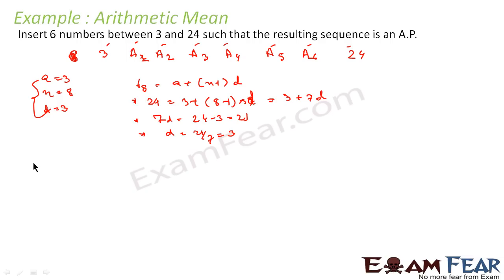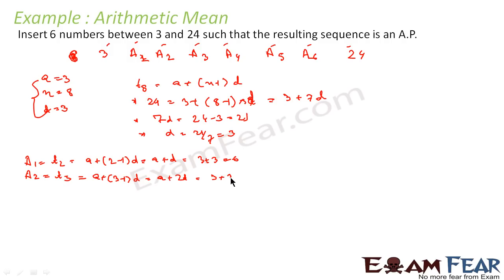For example, A1 is nothing but T2, the second term. This is a plus 2 minus 1 into d, that is a plus d, and that is 3 plus 3, that is 6. Similarly, A2 is nothing but T3. T3 is a plus 3 minus 1 into d, that is a plus 2d, and that is 3 plus 2 into 3, that is 9.